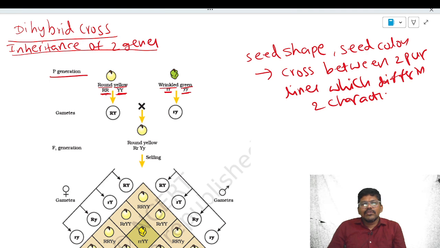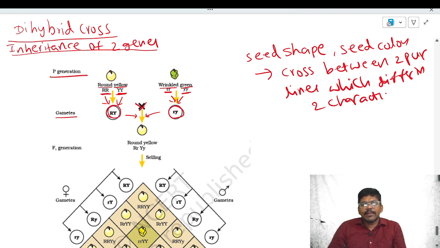During the formation of gametes, of the two alleles, only one allele enters into the gamete. Of the two capital R's, only one capital R enters the gamete. Likewise, one small r and one capital Y enter the gametes. These are the gametes. During the formation of the F1 generation, these gametes fuse together.